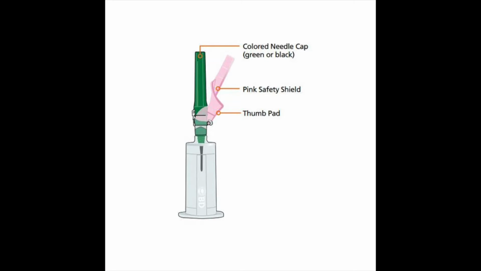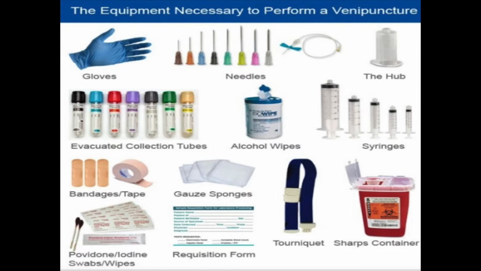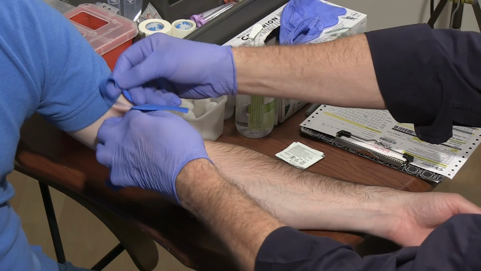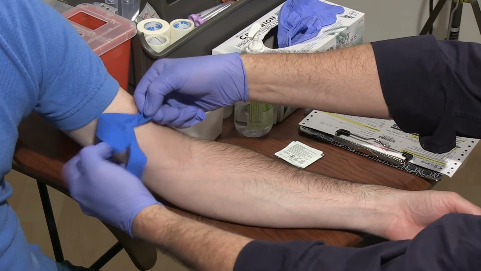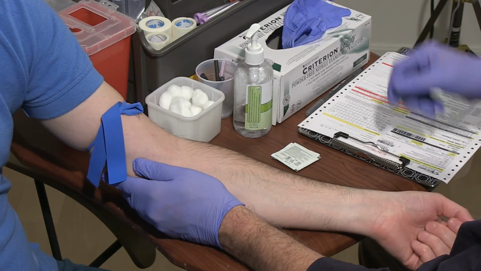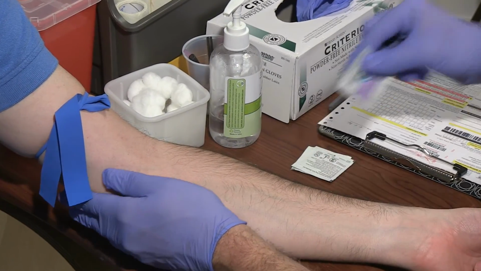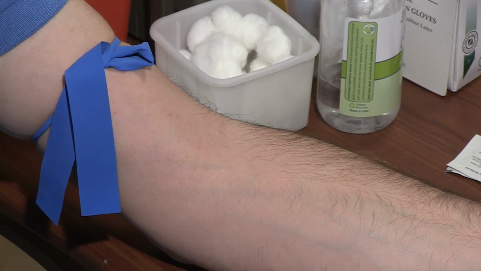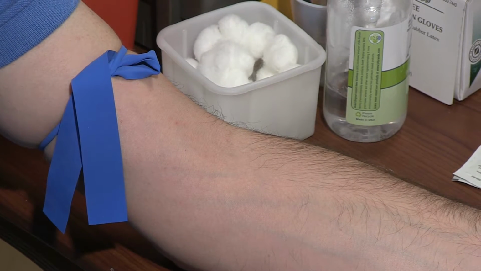The student will select the appropriate vacuum tubes, needle, hub, alcohol wipe, tourniquet, and bandage, and position them for ready access during the procedure. After placing the patient in the correct position and collecting all the required supplies, the medical assistant applies a tourniquet to the upper arm. The tourniquet should be tight enough to obstruct venous return, but not so tight as to obstruct arterial blood from flowing into the limb and distending the veins.